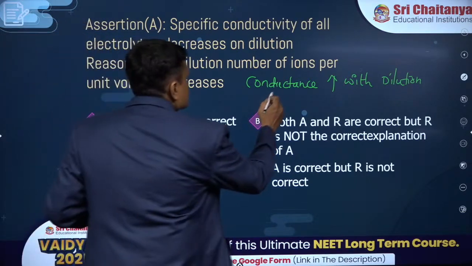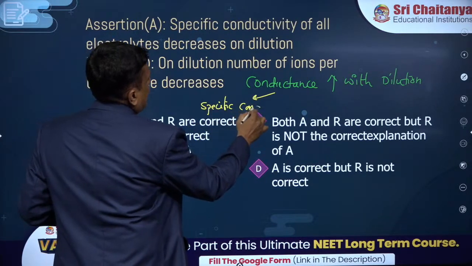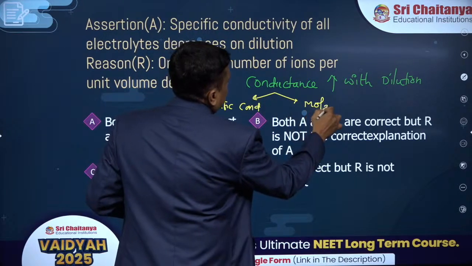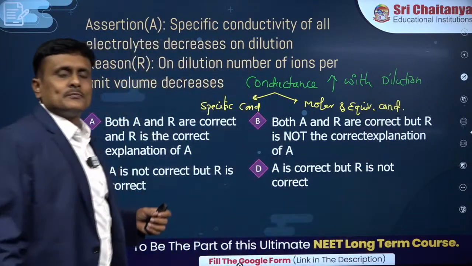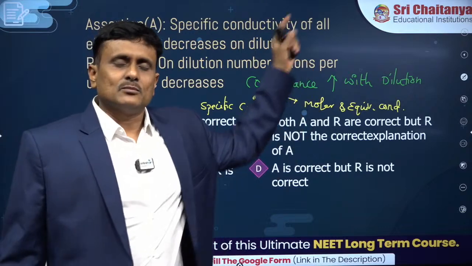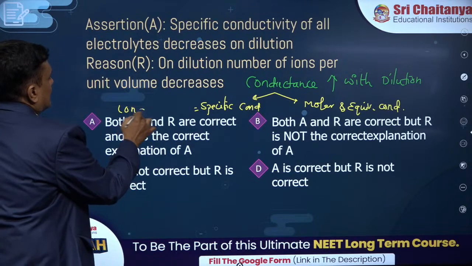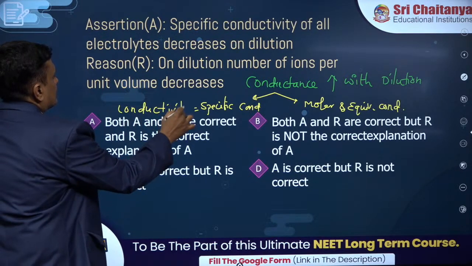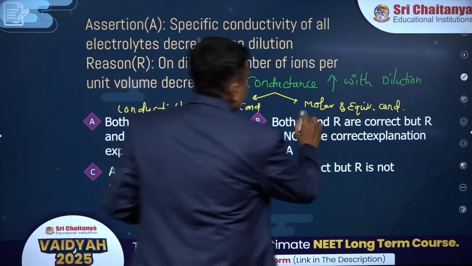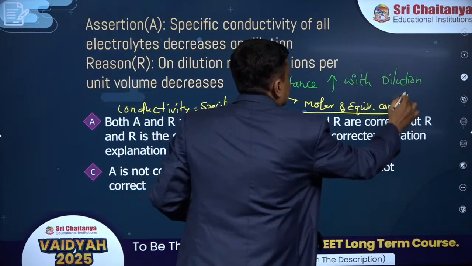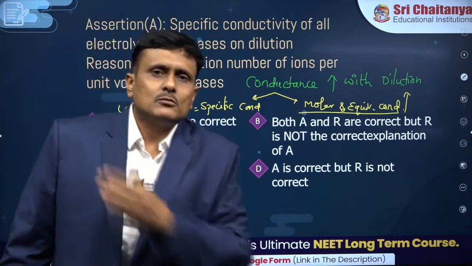Listen now. Conductance has to be divided into specific conductance and molar or equivalent conductance. Listen to me carefully, buddies. You know that specific conductance is also referred to as conductivity, one and the same. Now with dilution, that means when you are adding water, molar and equivalent conductance values increase because more ions will be formed when you add more water.